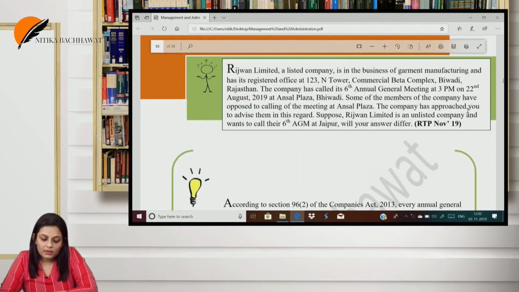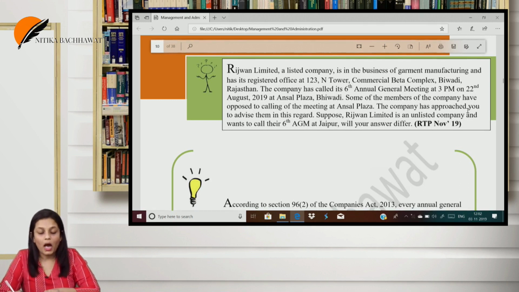Rizwan Limited, a listed company, is in the business of garment manufacturing and has its registered office at 123 N Tower, Commercial Beta Complex, Bhiwadi, Rajasthan. The company has called its 6th annual general meeting at 3 p.m. on 22nd August 2019 at Ansal Plaza, Bhiwandi. Some of the members of the company have opposed the calling of the meeting at Ansal Plaza.